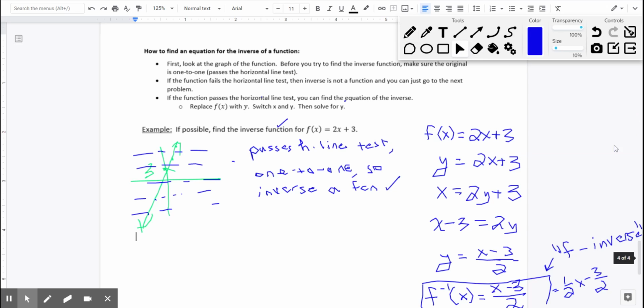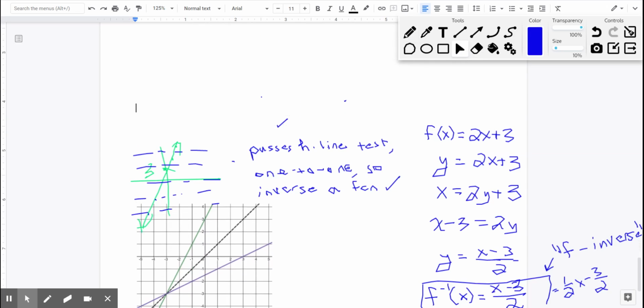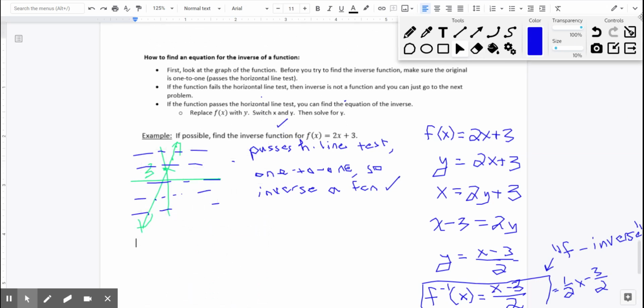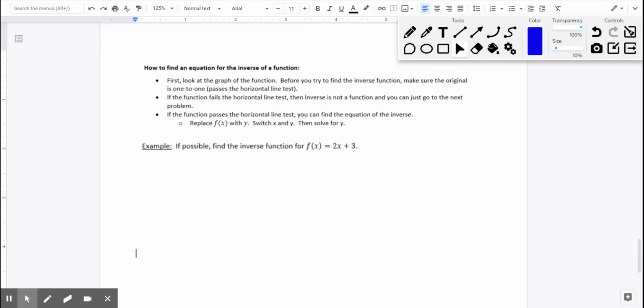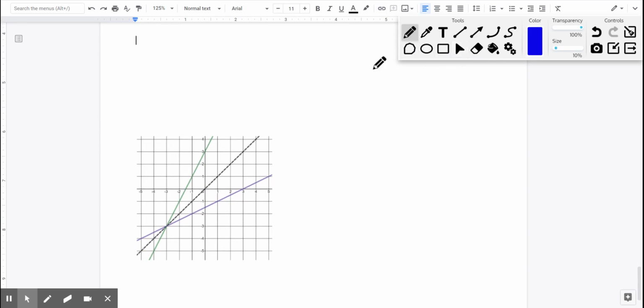Final thing for this example is I did prepare the graph for you just in case you wanted to see it. And that graph looks like this. So here is the original f, and here is f inverse. And they are, sure enough, reflections of each other over the line y equals x. And so we found the correct inverse.